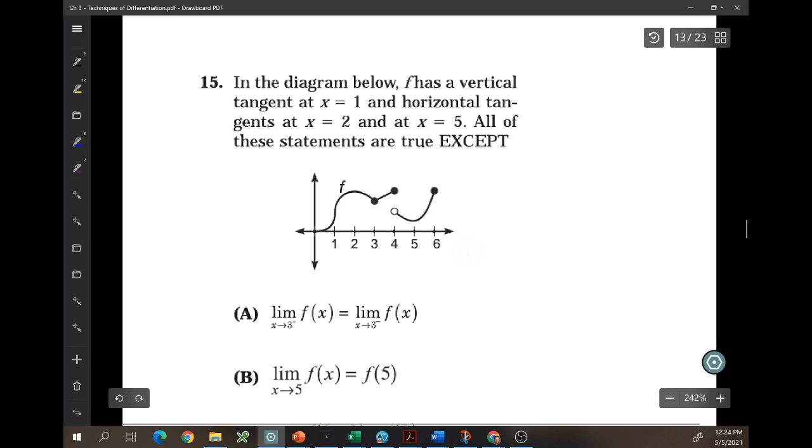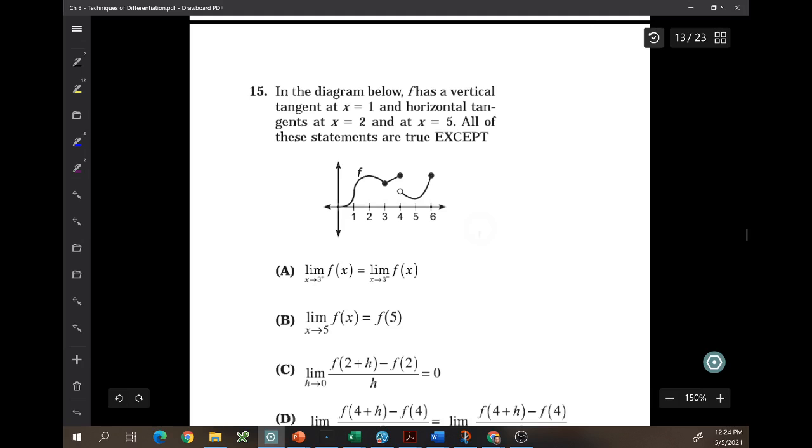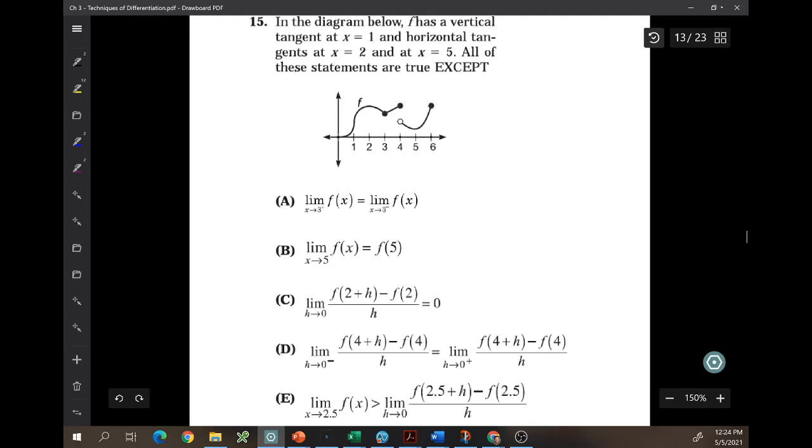All right, next one is a diagram. And they're asking us all of these statements are true except which one. So this one's a little bit tricky. We have to just kind of go through each one, but this is a really good AP question. They say the limit as x approaches 3 from the right is equal to the limit as x approaches 3 from the left. Well, from the left and the right, those limits are equal.